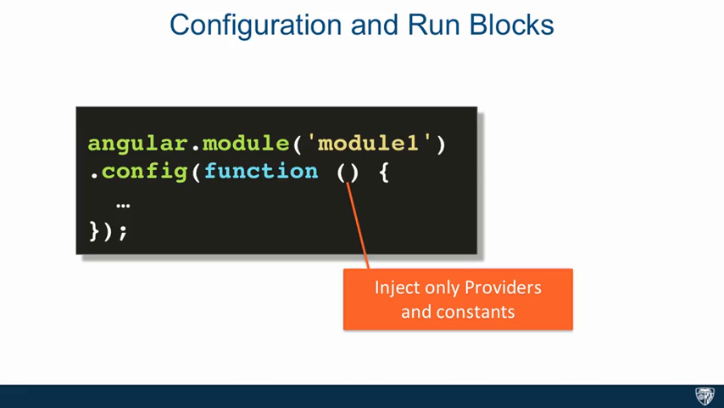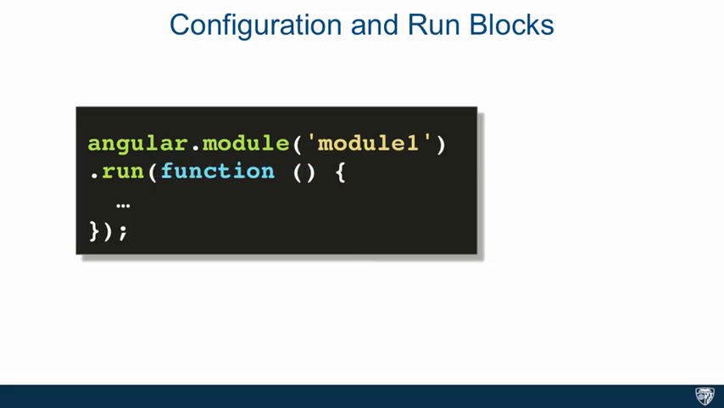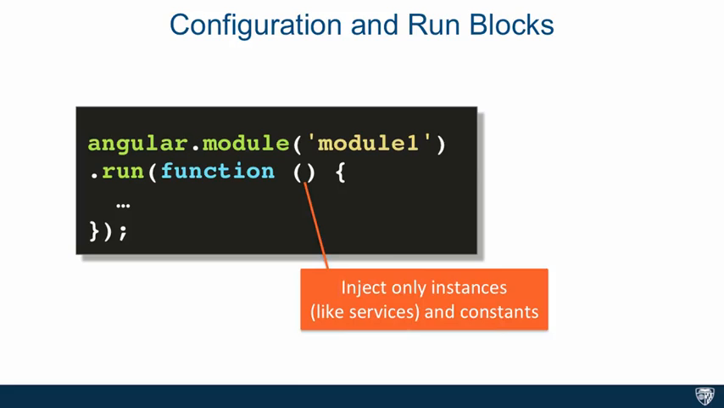The other method is the run method that's executed on the module. The run method is executed right after the config method. You can only inject instances and constants into the run method, but not providers, because we want to prevent the system from being reconfigured during runtime.